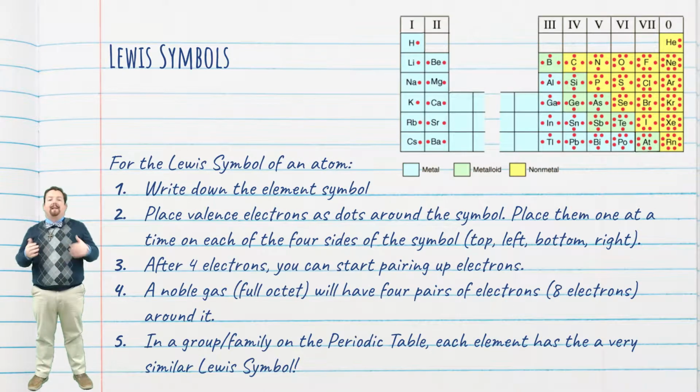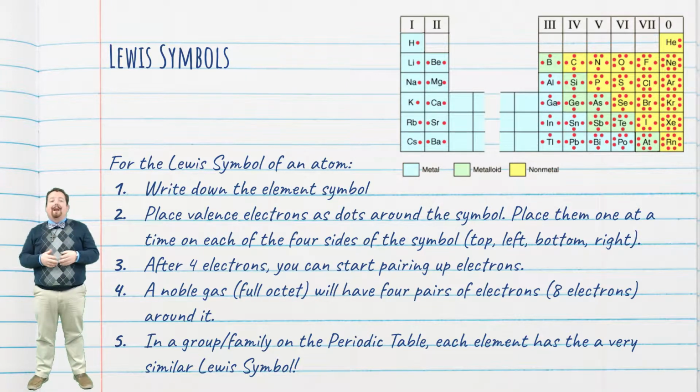Let's start off with the Lewis symbols. Lewis symbols are representations of atoms with their valence electrons shown around the atom's element symbol. These electrons are represented by dots. To draw the Lewis symbol for an element, first write down the element symbol. Second, you'll want to place the correct number of valence electrons around that symbol. We place them one at a time as single dots in the four regions around the symbol: the top, bottom, left, and right. If we have more than 4 electrons, we can start pairing them up by placing a second dot next to one of the dots we already drew.